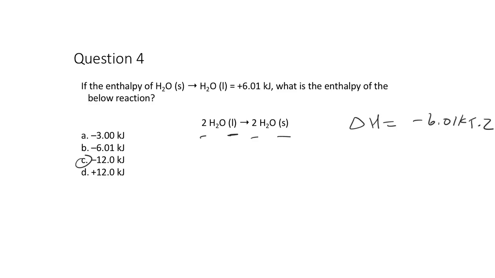So again, if you flip a reaction, you flip the sign. If you double the coefficients, if I just double both of these coefficients in this reaction, then that would be plus 12.0 kJ, because I'm just multiplying 6.01 times 2. And if I flip it, flip the sign.